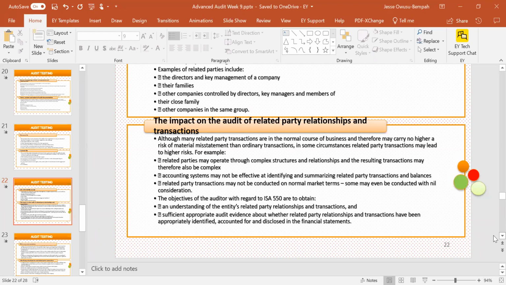So what are the objectives of the auditor in this regard? The objectives of the auditor in regard to ISA 550 are to obtain an understanding of the entity's related party relationships and transactions. So when you are going into an audit, you need to understand what the related party relationships and transactions are. And then you obtain appropriate evidence concerning those relationships.